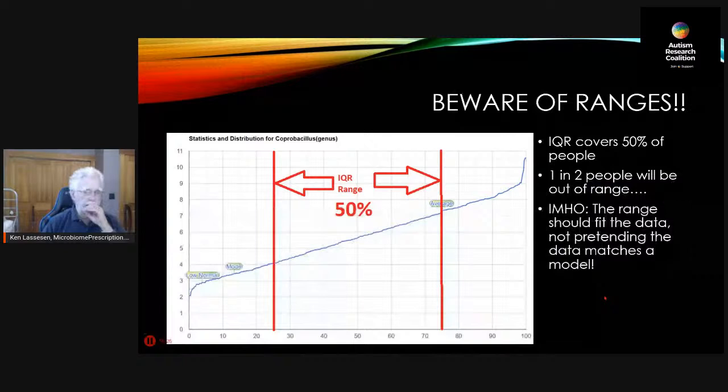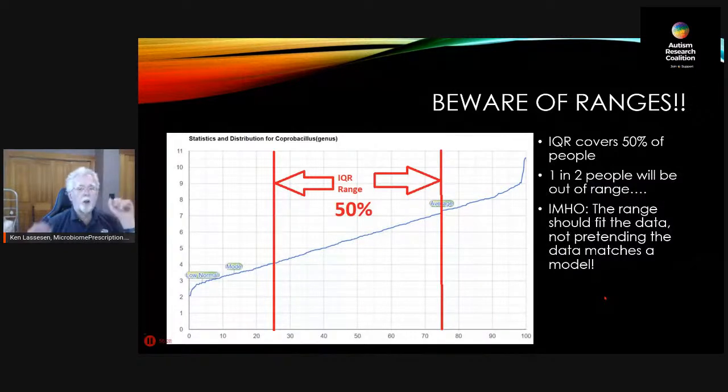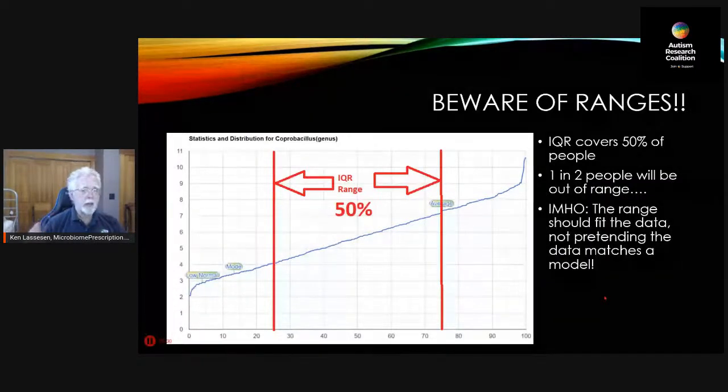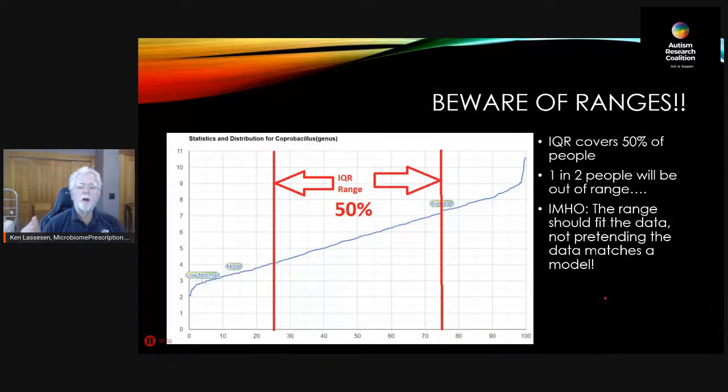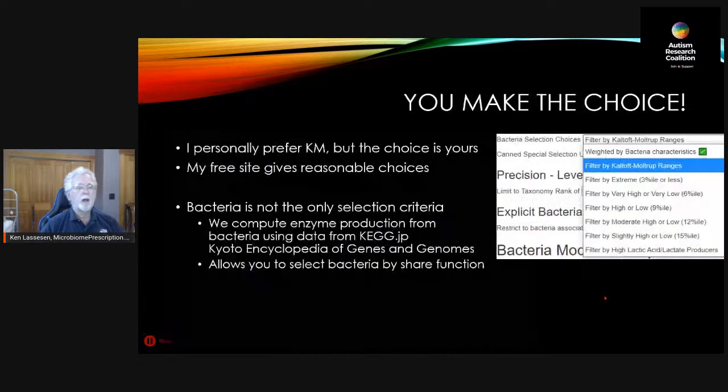The basic problem I see is that the range should fit the data, and you should not pretend the data matches a model. The latter is often what is done because with a model, you think, oh, I know what to do. When you don't have a model to apply, you have to be more creative. You have to do more thinking. You have to do more analysis. And often that type of skill is sparse. Okay.